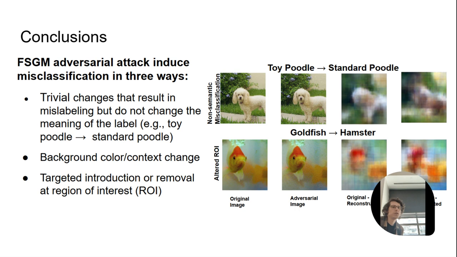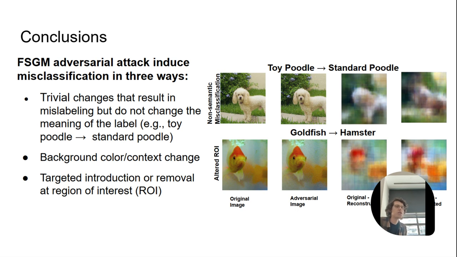So qualitatively, we really saw three main ways that these adversarial images were causing the network to malfunction. The first way is what we already talked about: these trivial misclassifications that result from very minor changes that don't actually change the meaning of the network classification. So toy poodle to standard poodle.